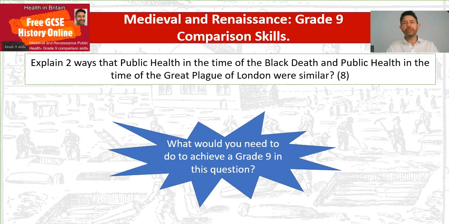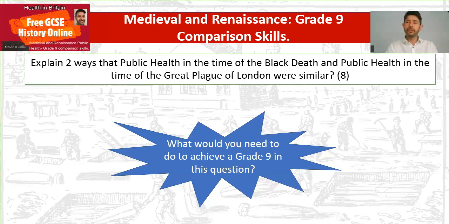I strongly recommend you go through all the key people, all the key times, comparing public health, treatments, and surgery. This one, as I said, is about public health, which is the ways in which we try to keep society healthy. And normally it's about government keeping society healthy. Sometimes in the medieval time, it's about religion, but mostly it's government.